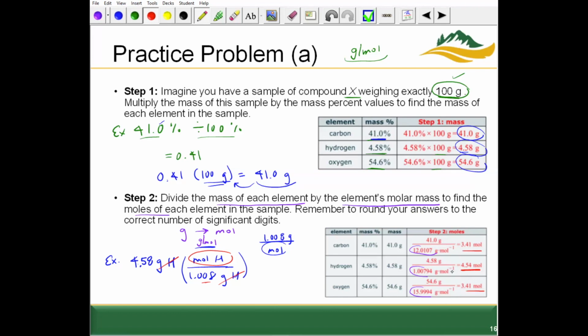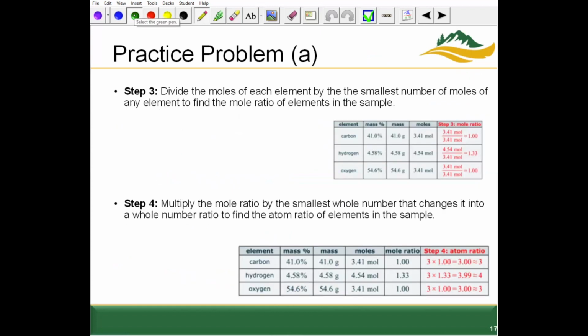Then after step 2, we have moles of carbon, moles of hydrogen, and moles of oxygen, all from the assumption that the total mass of our compound X is 100 grams. Again, we don't yet know the molar mass of the compound. Now in step 3, divide the moles of each element by the smallest number of moles of any element to find the mole ratios.